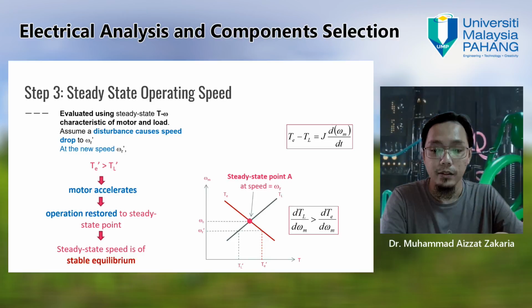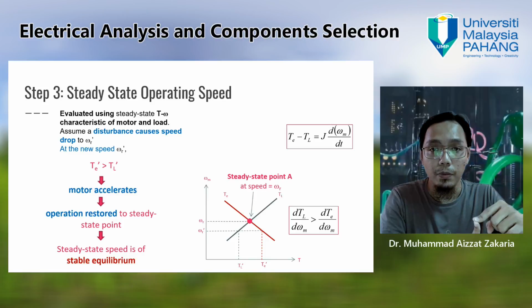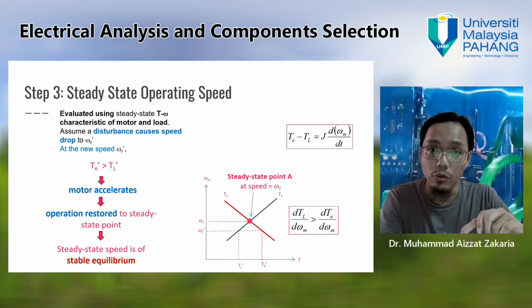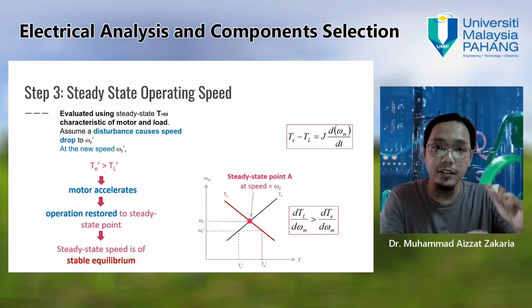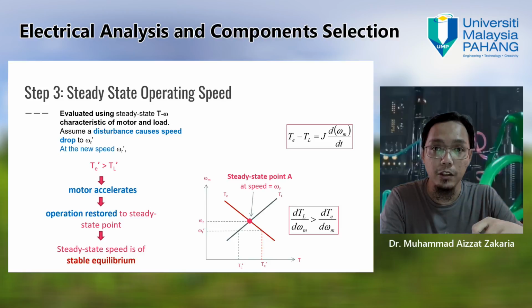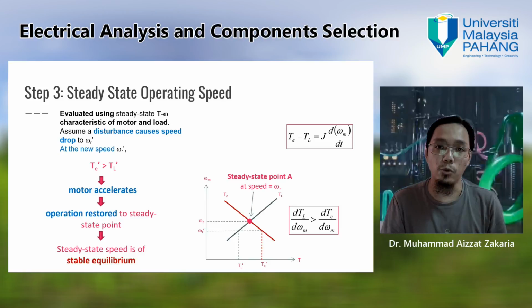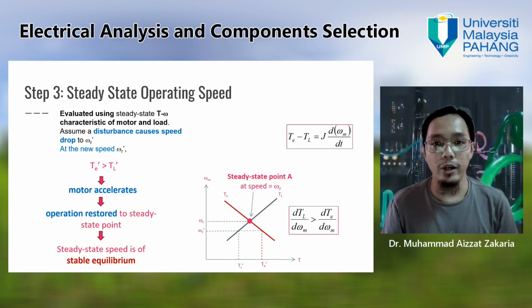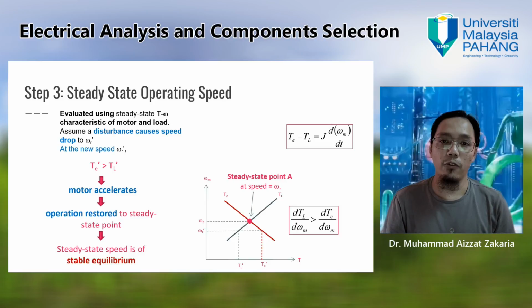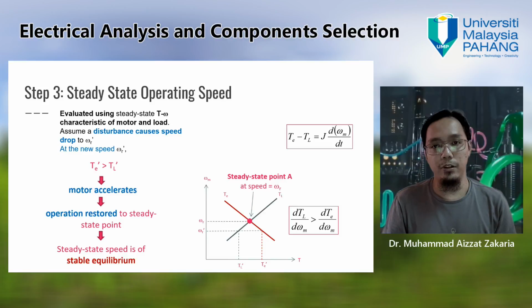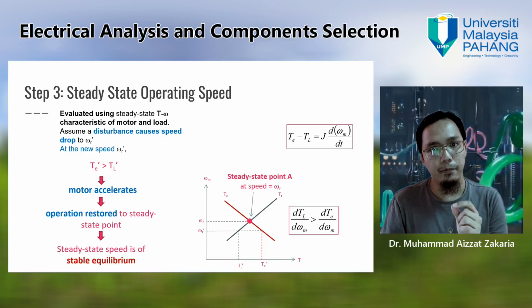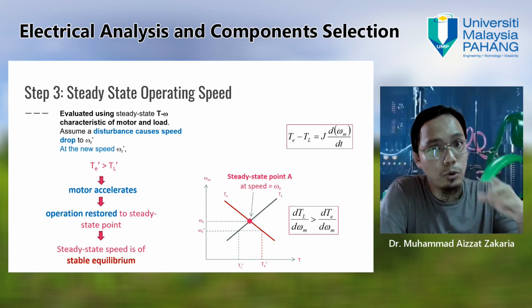And of course, for the motor, normally we will see what is called the steady state operating speed of the motor. When we select the motor, normally in the datasheet you will have the requirement for the steady state speed of the motor. So with that, you have to define what kind of speed you want your motor to run.